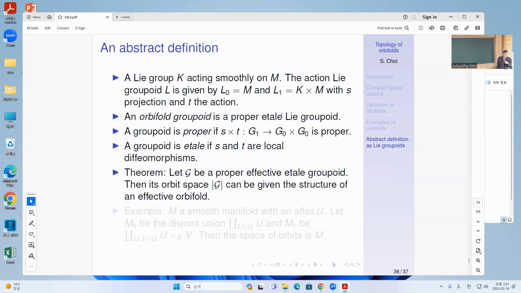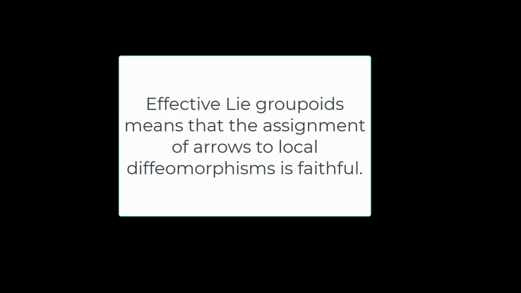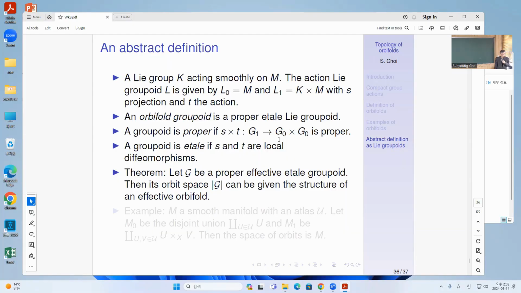So let G be a proper effective étale groupoid. Then its orbit space can be given a structure of an effective orbifold. Effective orbifold means that the local group acts faithfully. And of course here proper and effective in the groupoid means the entire groupoid, so then this is going to give you the orbifold structure.